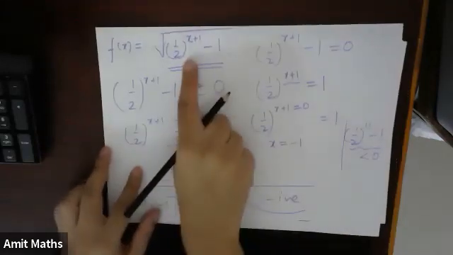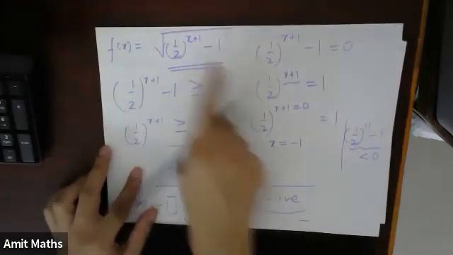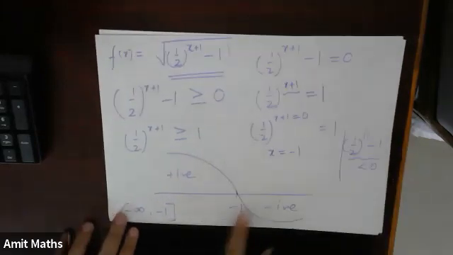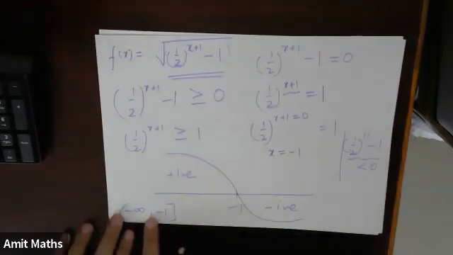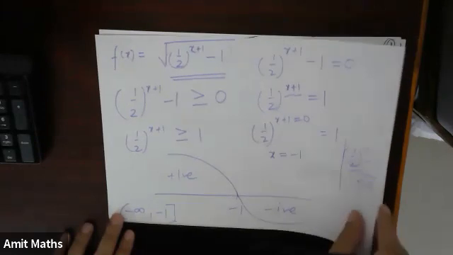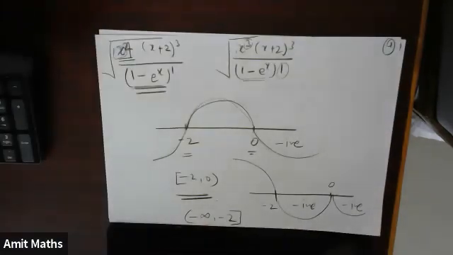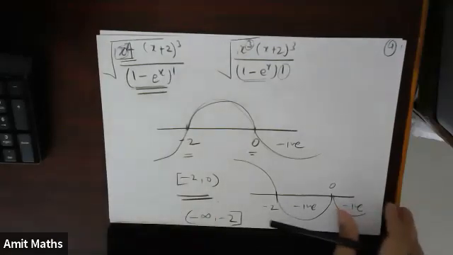Then I have given you this question, (1/2) to the power x plus 1, minus 1. For this, I have plotted the wavy curve. From the wavy curve, I have determined the domain. The domain will be from minus infinity to minus 1. And this is the question I have explained once again.